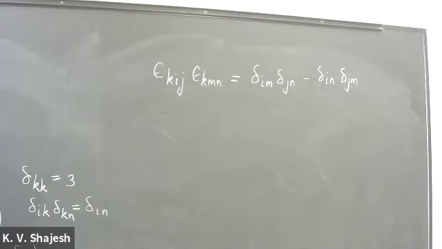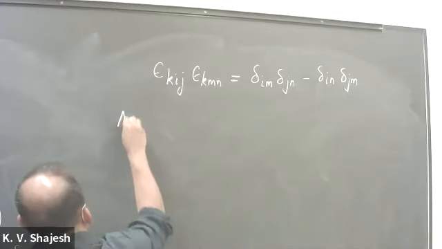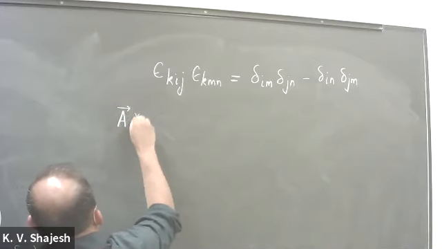So let's look at that. Any questions at this stage? Right, that's an identity we have seen. So now let's go and see what is A cross B cross C.